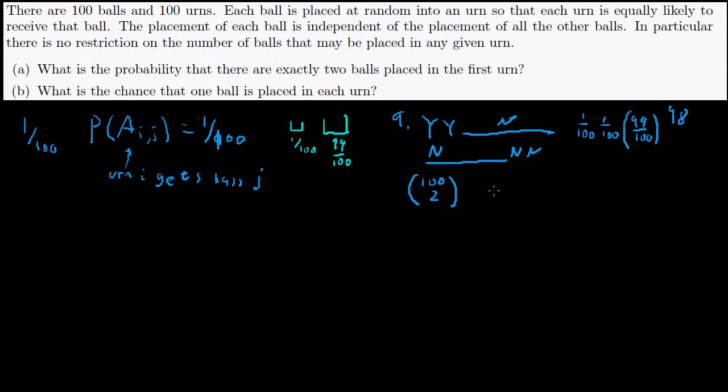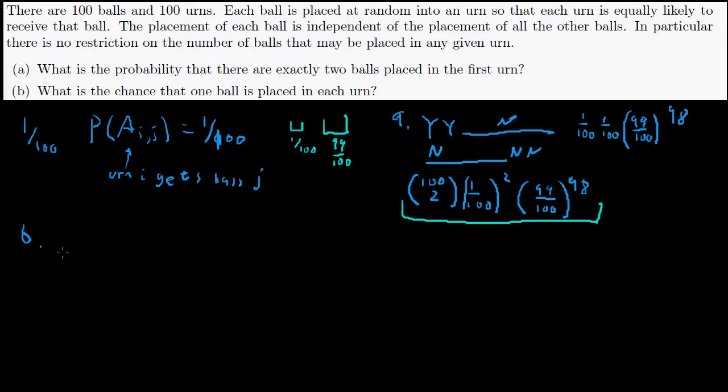So we have 100 choose 2 times 1 over 100 squared, because those are the 2 balls that went into the first urn, and then 99 over 100 to the 98th, because those are the balls that went into any of the other urns. How about part B?